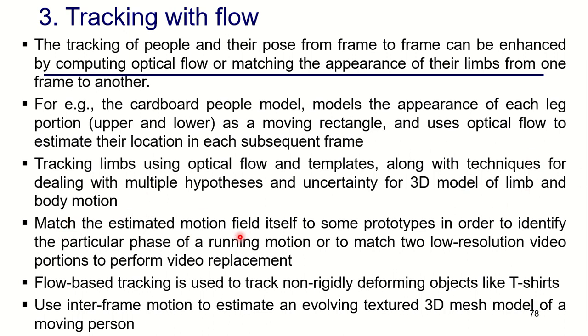Some approaches match the estimated motion field itself to prototypes in order to identify the particular phase of a running motion, or to match to low resolution video portions to perform video replacement. Flow-based tracking is also used to track non-rigidly deforming objects like t-shirts. Interframe motion can be used to estimate an evolving textured 3D mesh model of a moving person.